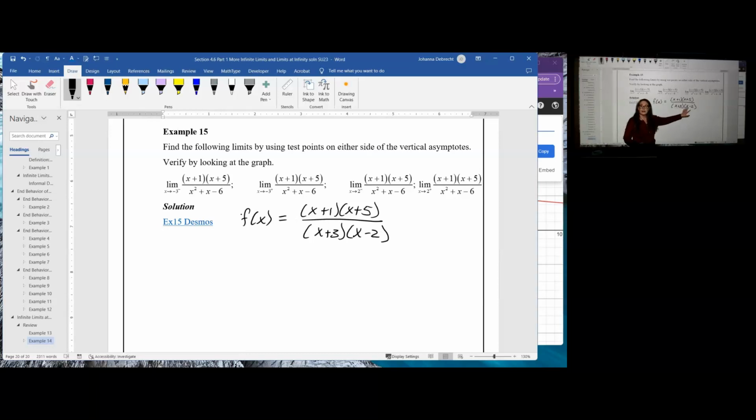However, we know we can't allow division by 0, so we'll have to exclude -3 and 2 from the domain. That makes these vertical asymptotes. I abbreviate vertical asymptotes with VA. Now we want to take a look at this function, and we want to decide what the function is doing on each side of these vertical asymptotes.